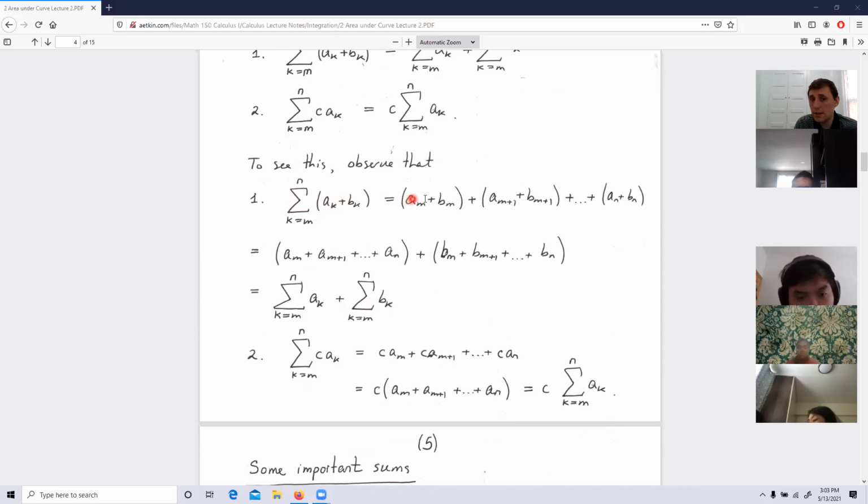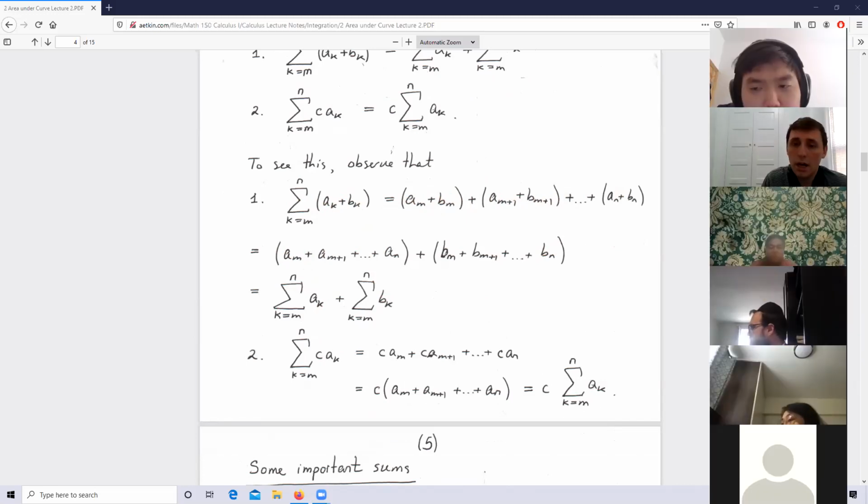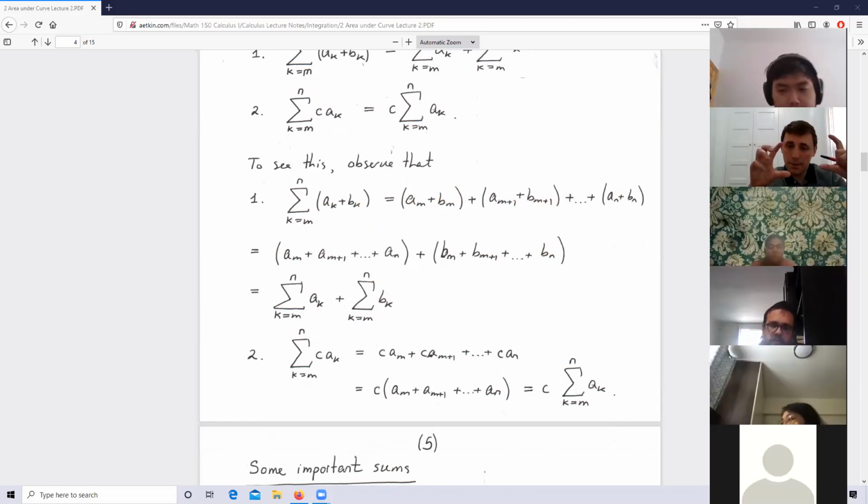It's evaluate at m, evaluate at m plus 1, evaluate all the way to n. And because of addition, I can just group. I can sequester a's to the left parentheses and b's to the right parentheses. And then the left parenthesis becomes this in sigma notation, and the right parenthesis becomes this in sigma notation. Are you following, guys, that the summation of sums is going to be a sum of summations?